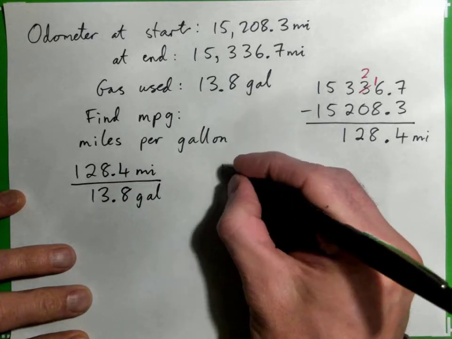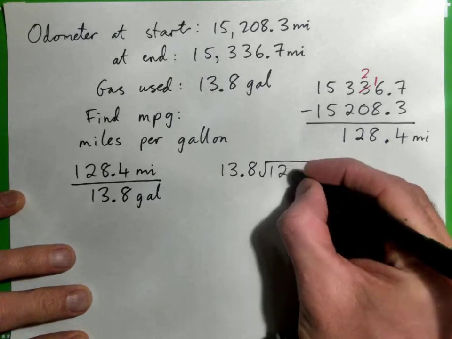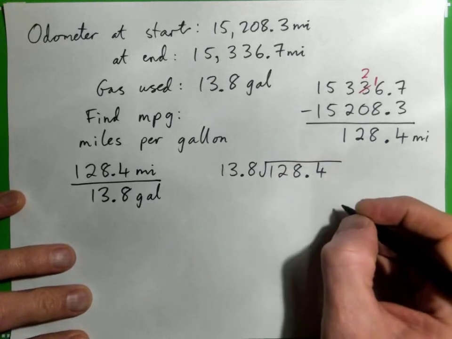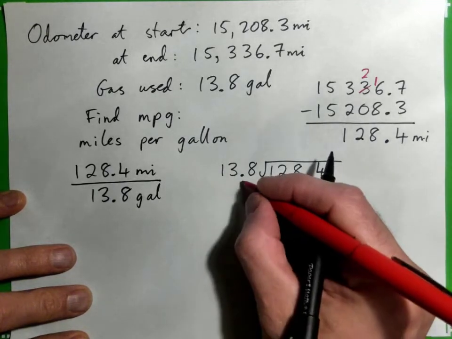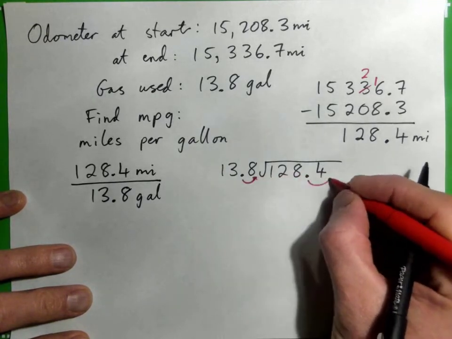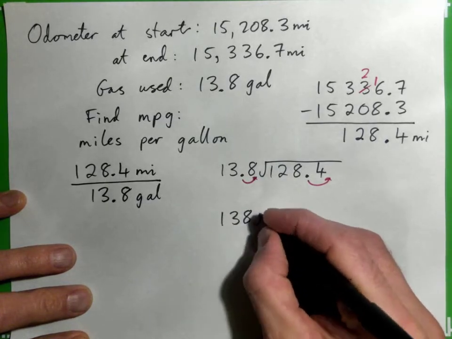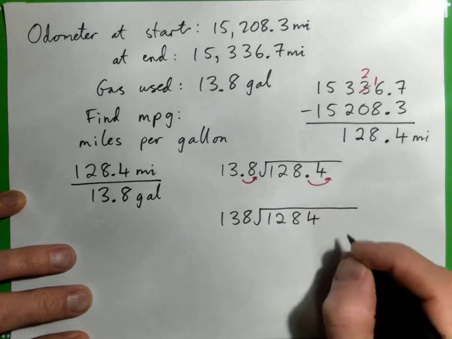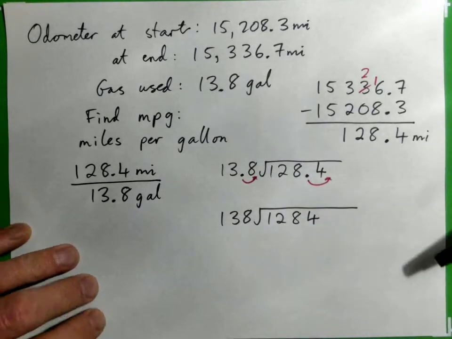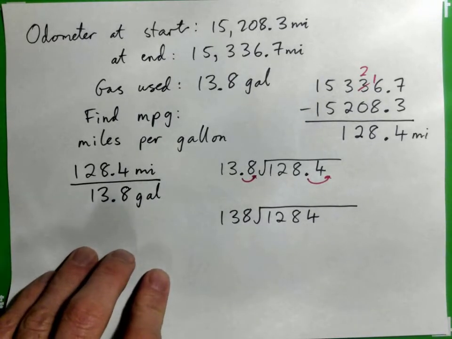So that means it's actually 13.8 into 128.4. And now we're dividing by decimals. We got to move this decimal point over one spot and this over one spot to get 138 into 1284, right? Okay, so now we got a little bit of a calculation to do here.